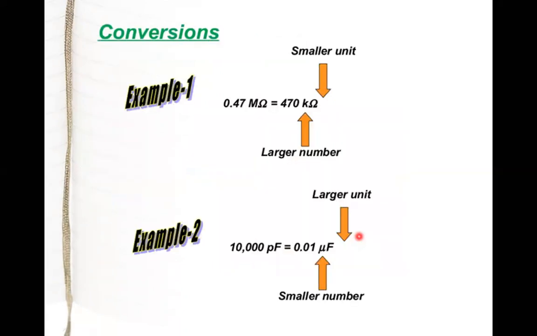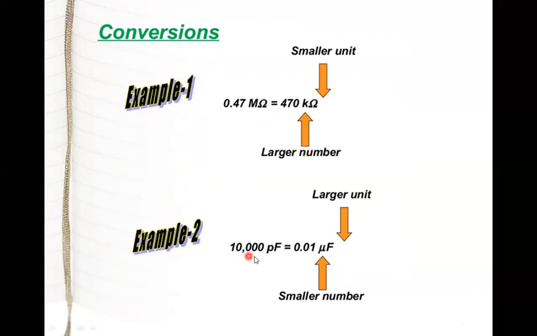And if you convert 0.47 mega ohm, this can be written in the form of kilo ohm. Mega is 10 to the power of plus 6, kilo is 10 to the power of plus 3. So we can write in kilo, it comes to 470 kilo ohm. So ohm is the smaller unit and kilo is the larger unit.